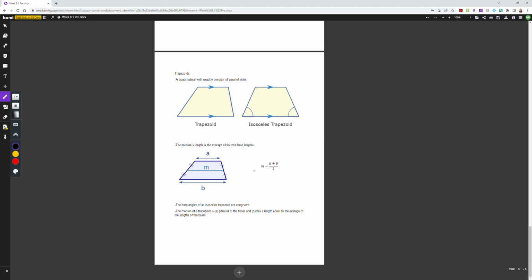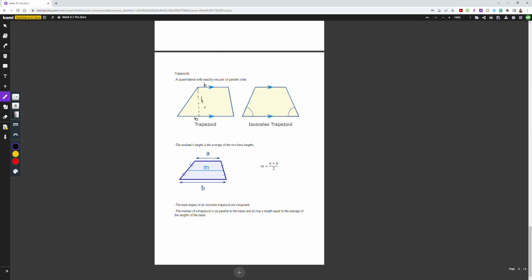Alright, and then on to our last thing of the day, trapezoids. So essentially a trapezoid is a quadrilateral with exactly one pair of parallel sides. Normally with trapezoids we will call the parallel sides the bases. So we have base A and base B, and then this down here, which we would call either the height or altitude. They're the same thing. We will need this in a bit when we're trying to find the area.